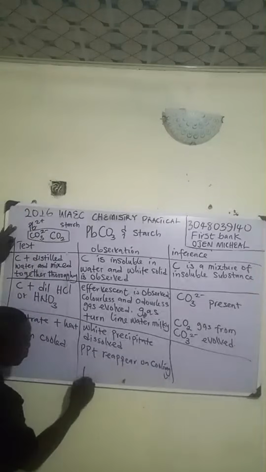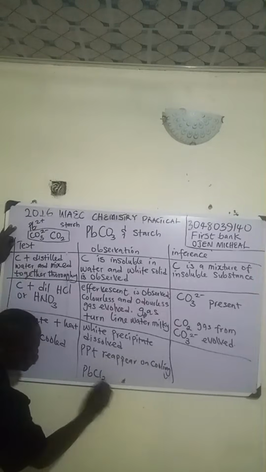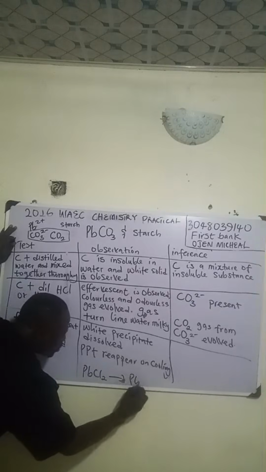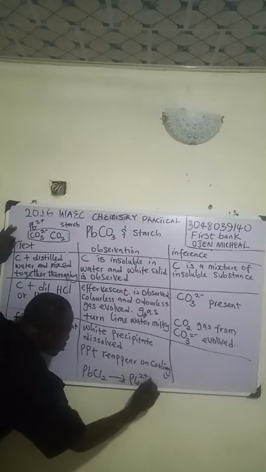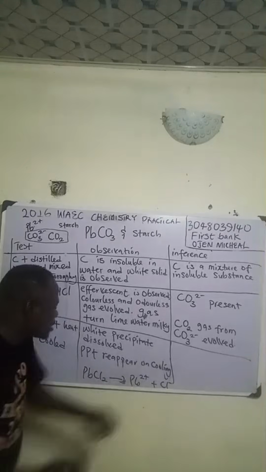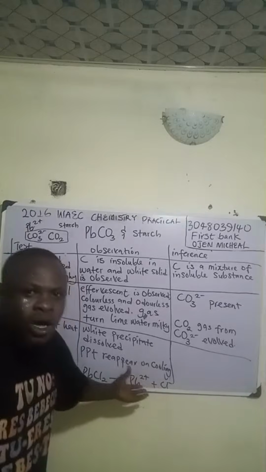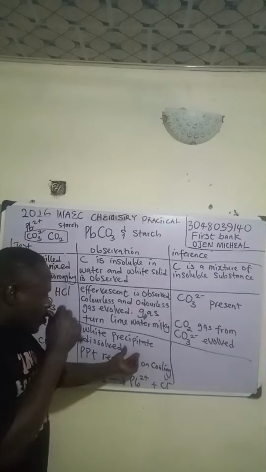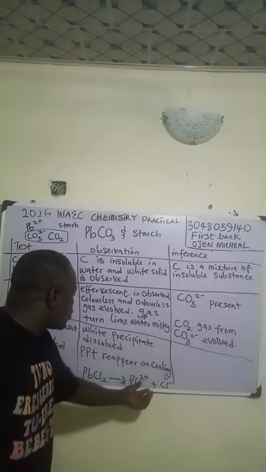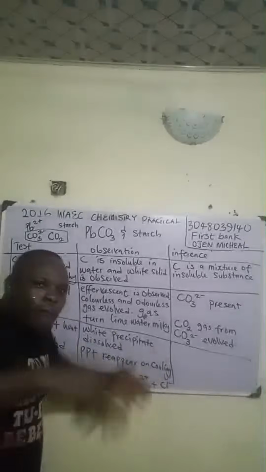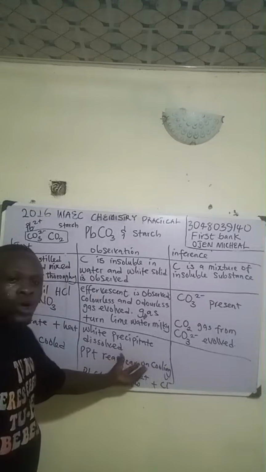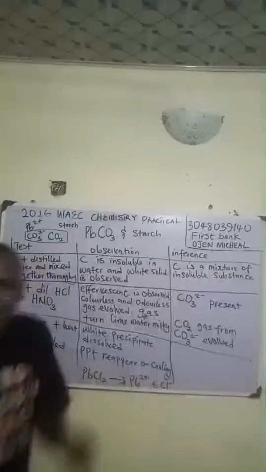Like now, PbCl2. If you heat this one now, what you are going to see is Pb ion plus Cl minus. So this precipitate now, it will dissolve. That dissolving will give you what? Look at it here. But when you now allow it to cool, it will now come back. That undissolved substance will come back again.